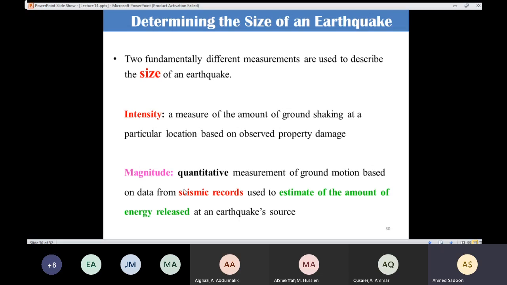And we have the magnitude, another measurement. This depends on quantitative measurement of ground motion based on data from seismic records, used to estimate the amount of energy released at an earthquake source. So this one depends on the vertical and horizontal measurements, and it's also going to be related to how much energy is going to be released. And the most famous one is the Richter scale. So the most famous method using the magnitude is the Richter scale.